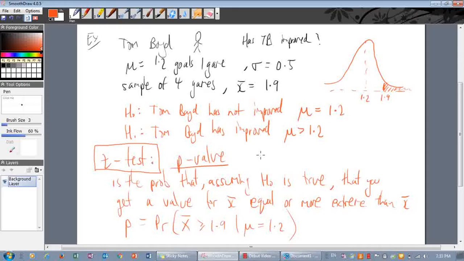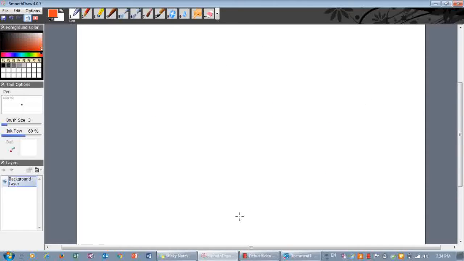For this Tom Boyd question here, let's have a look at what the p-value is. So we've got the probability there. I'm just going to go to a new screen. So looking at that value, I'll just write them all down again. We had mu equal to 1.2. We had a standard deviation of 0.5. We had a sample size. Oh, I didn't write this down, sorry. We're going to take his last 4 games. So we're taking a sample of his last 4 games and we're going to have a look at what happens. And for those last 4 games, we got an average of 1.9.